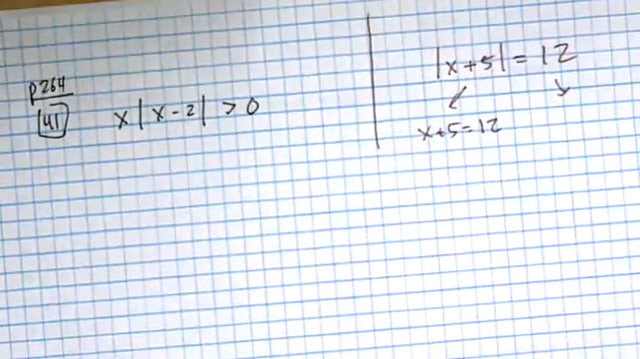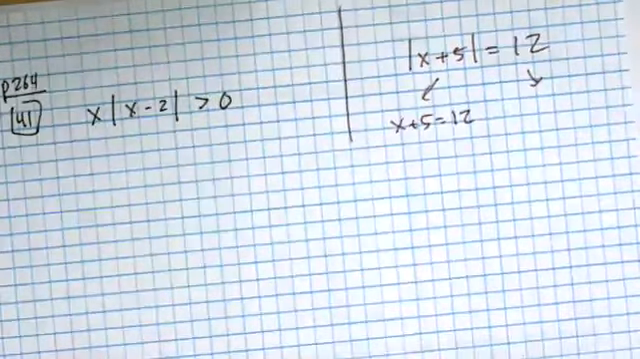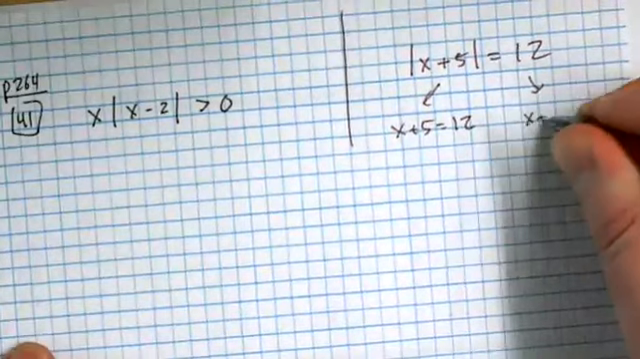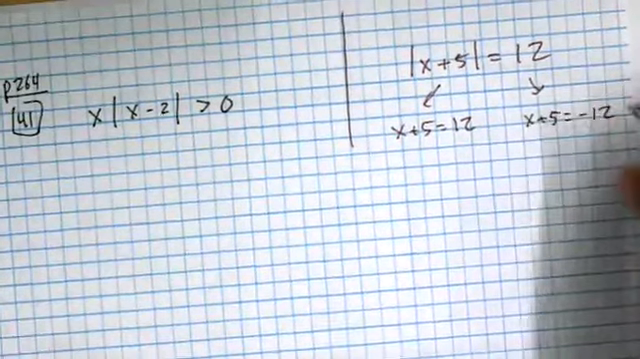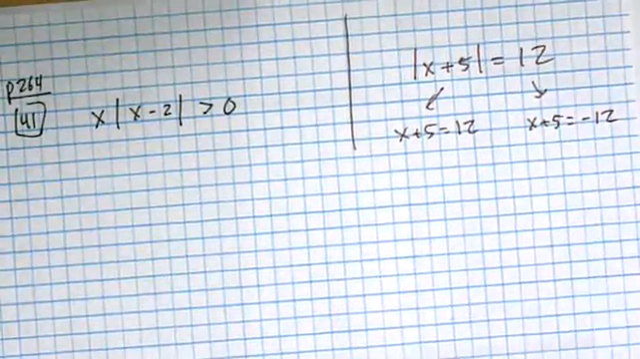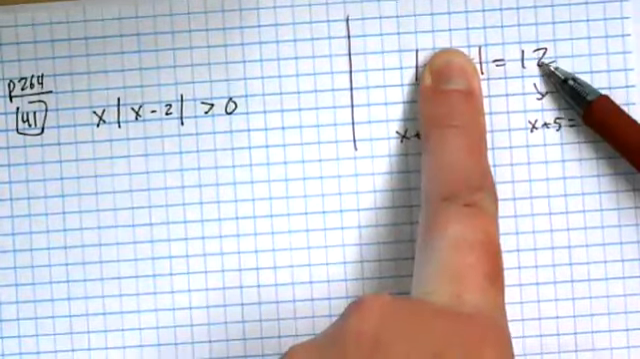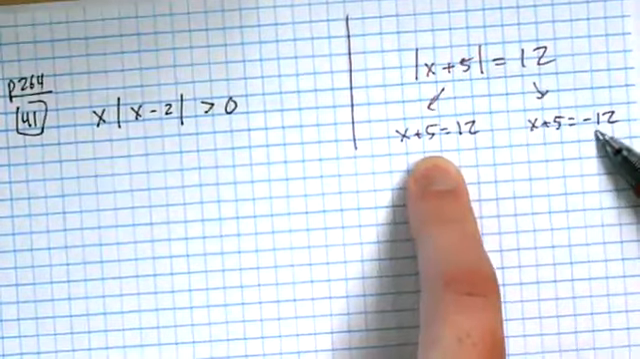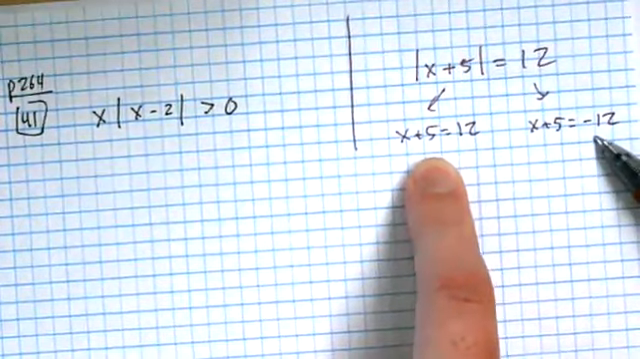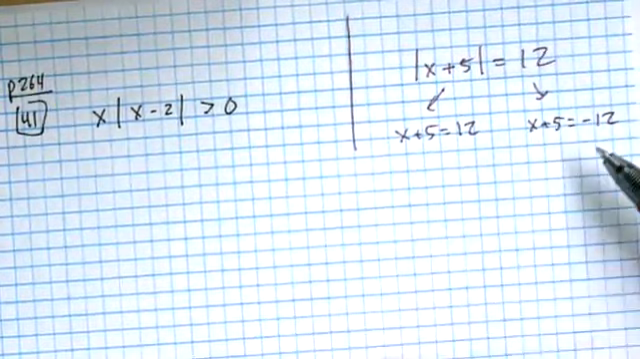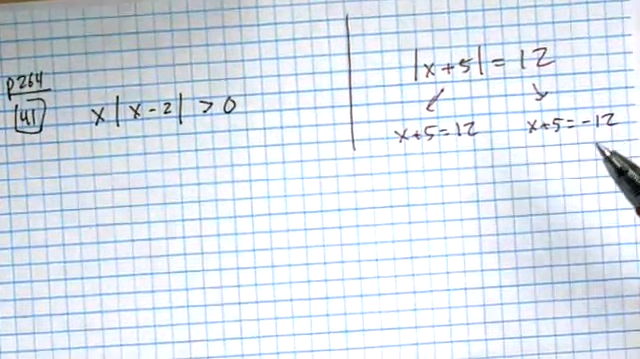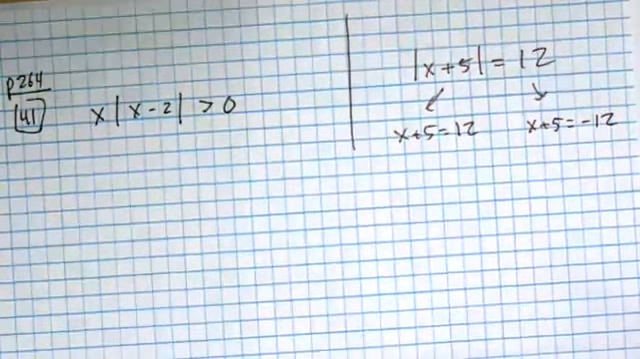Remember what the other one looked like. It's multiplied. If you think about it, what number can I put inside of that absolute value to get an answer of 12? 12 or negative 12. So x plus 5 either has to be 12 or it has to be negative 12. You guys remember doing this? Then you solve those two equations separately, and that gives you the two solutions.